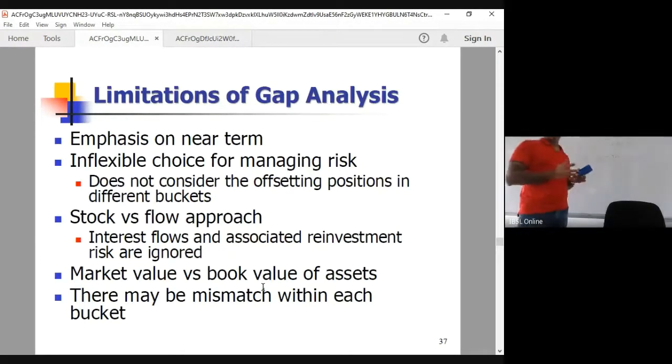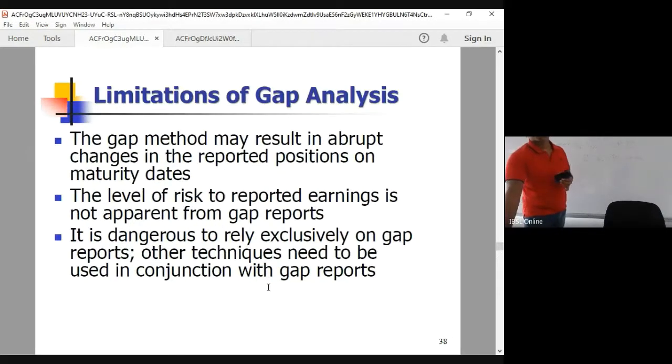So there are different sorts of limitations, and it's very static. But it is a gauge, or a simplistic understanding, of what your asset and liability situation is, and where an interest rate change can impact you from. Like it says, when you look at the gap, it might result in your positions changing rapidly on a day-to-day basis based on how the interest rates move.